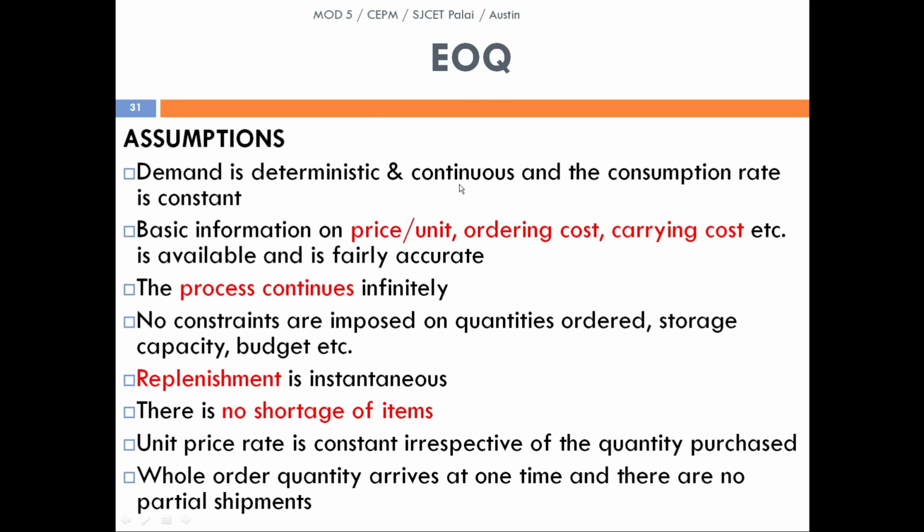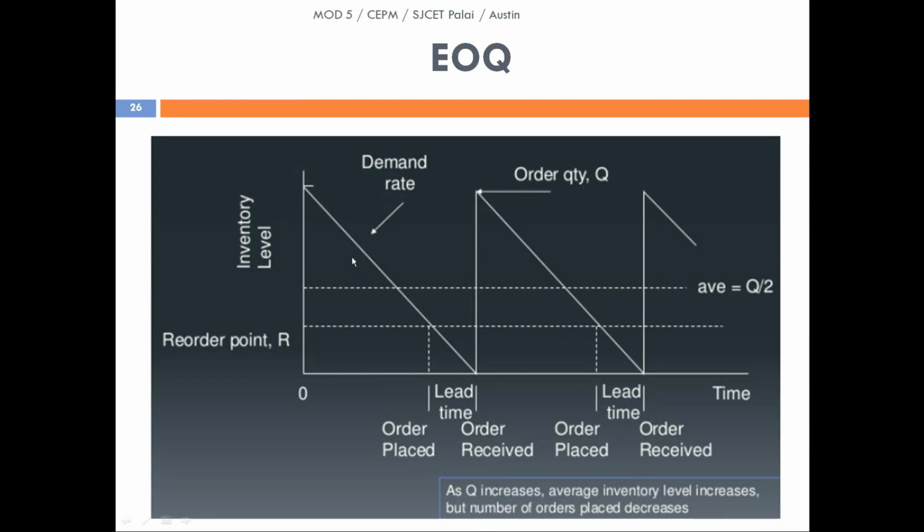The demand is deterministic and continuous, and the consumption rate is constant. Basic information on price per unit, ordering cost and carrying cost is available and fairly accurate. Solely ordering cost and carrying cost are the major costs involved. The process continues infinitely, and if we see the graph from earlier, we could see that this process continues without any interruption. No constraints are imposed on quantities ordered, storage, capacity, budget, etc. Replenishment is instantaneous. There is no shortage of items. So we could see that this is continuous and does not have any interruption.